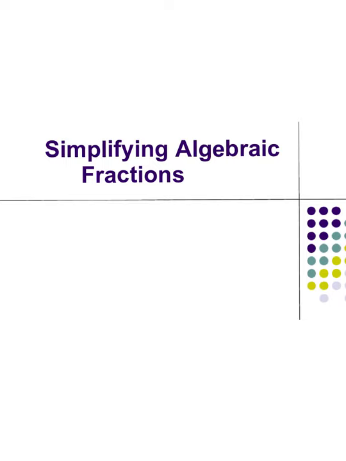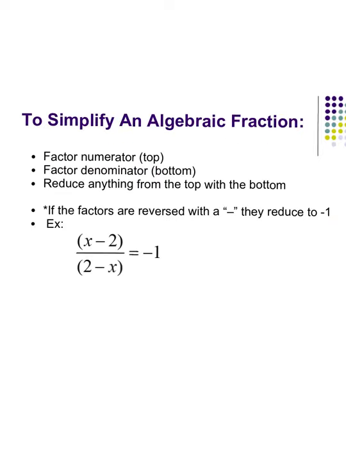Okay, today we're going to talk about simplifying algebraic fractions. Please make sure that you take out a sheet of loose leaf paper if you chose not to print out these notes. So to simplify an algebraic fraction, what we're going to do is factor the numerator, which is your top. Then we're going to factor the denominator, which is the bottom.